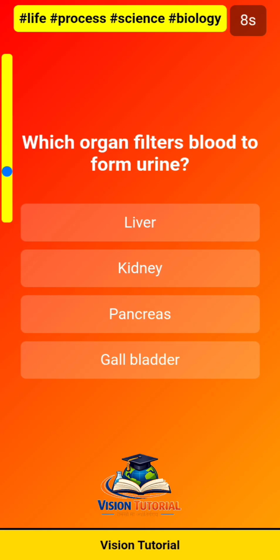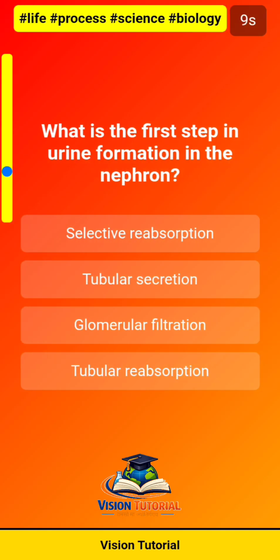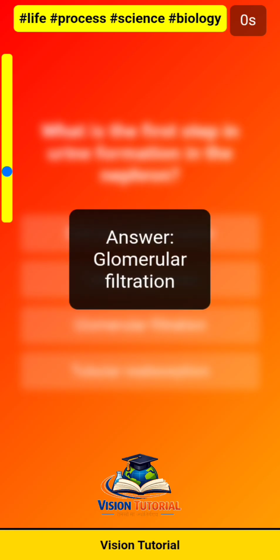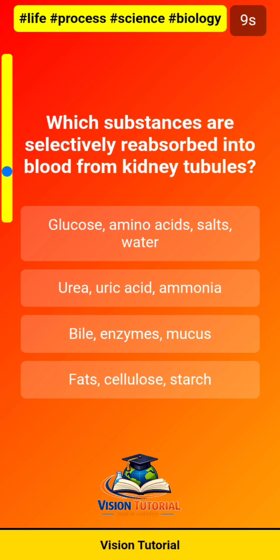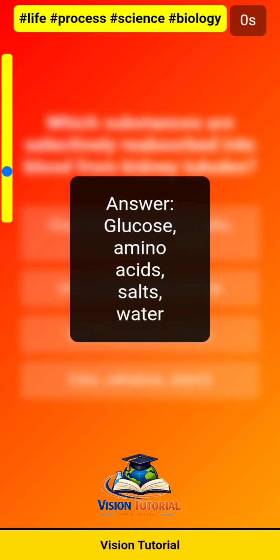The question is, which organ filters blood to form urine? Answer: kidney. The question is, what is the first step in urine formation in the nephron? Answer: glomerular filtration. The question is, which substances are selectively reabsorbed into blood from kidney tubules? Answer: glucose, amino acids, salts, water.